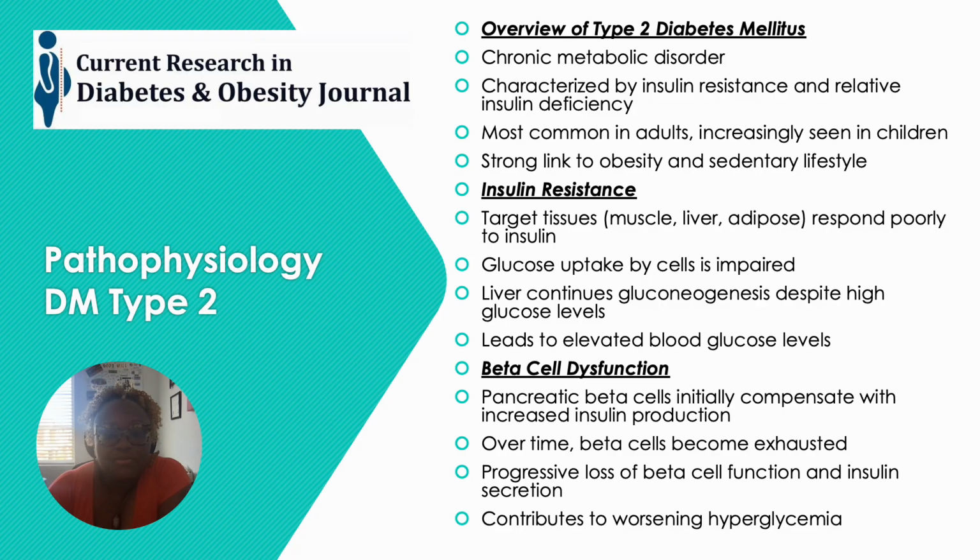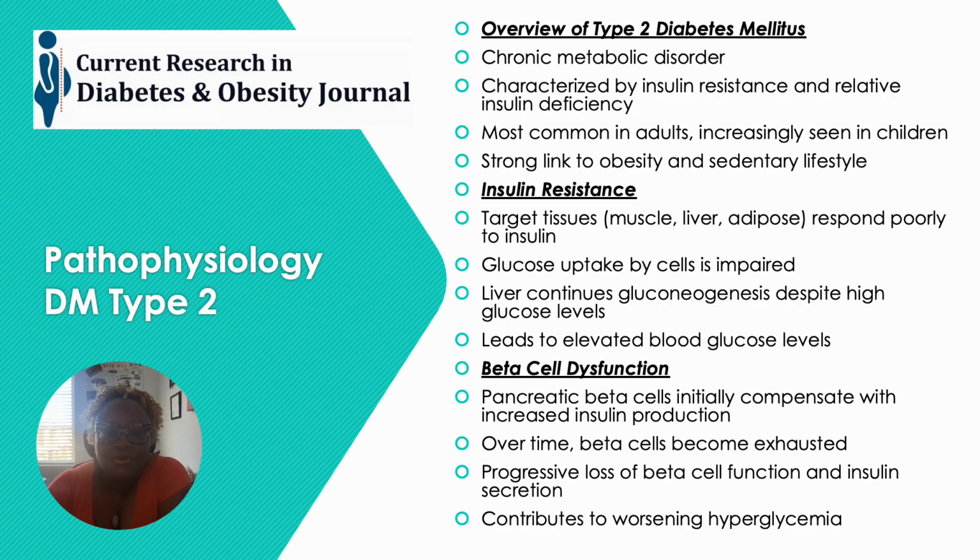Most common in adults. It's increasingly seen in children, and we need to ask ourselves why. Why are children now being diagnosed with type 2 diabetes? And we'll talk about that. There's a strong link to obesity and sedentary lifestyle.